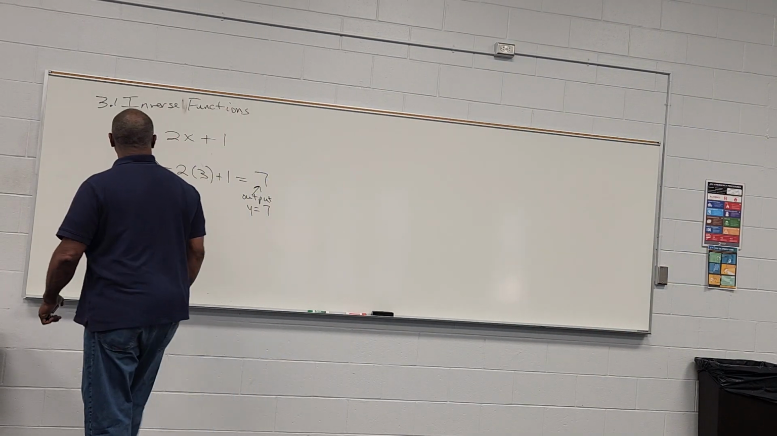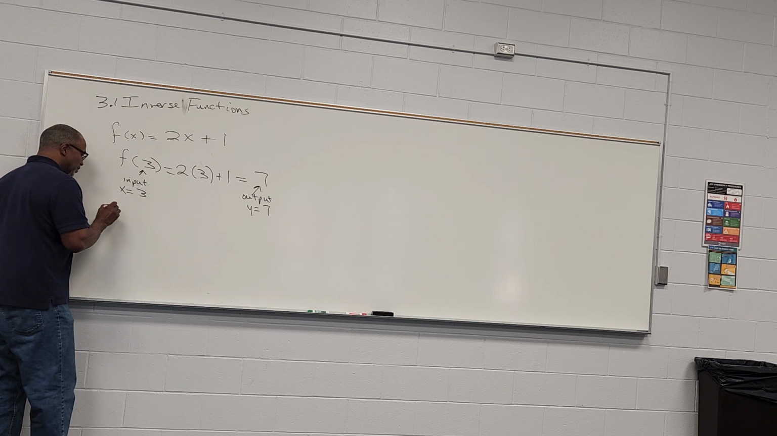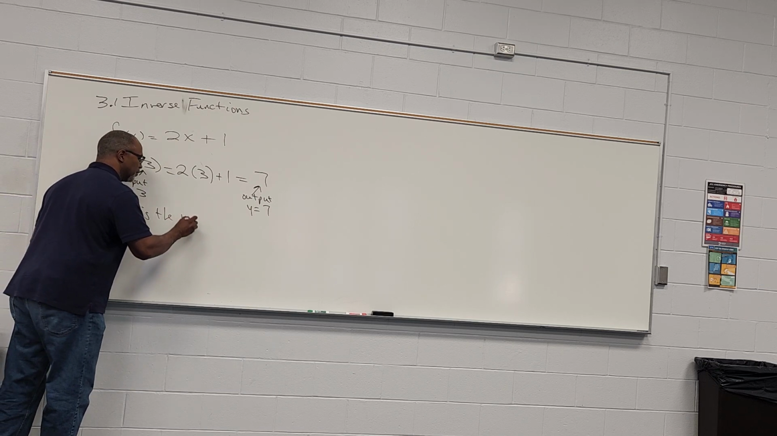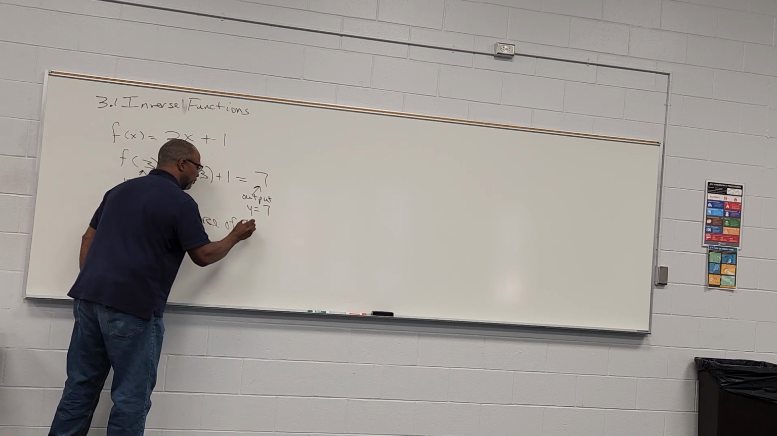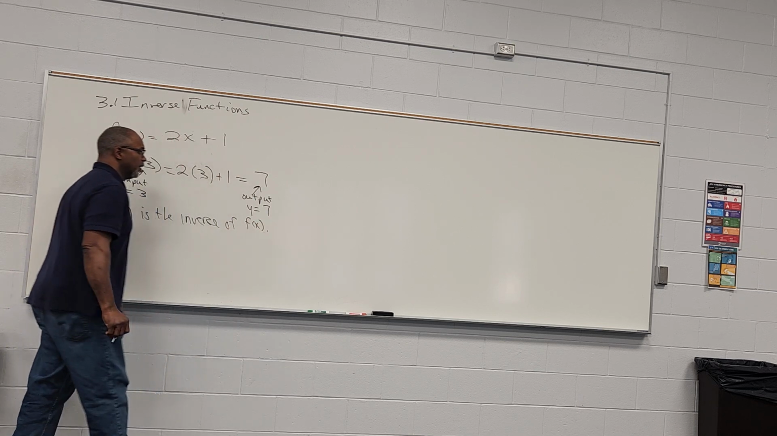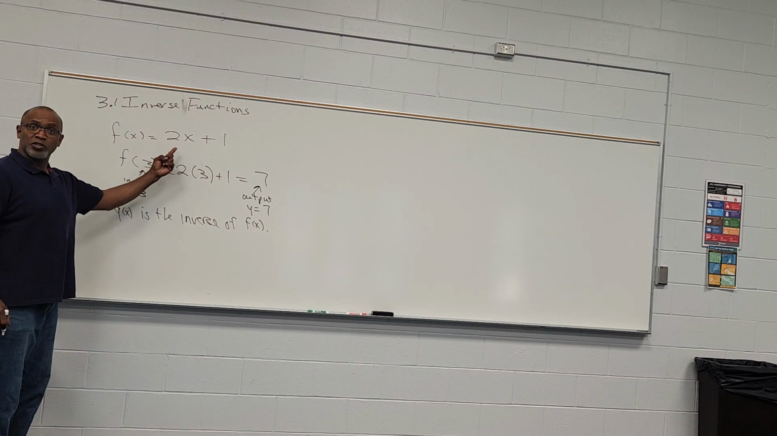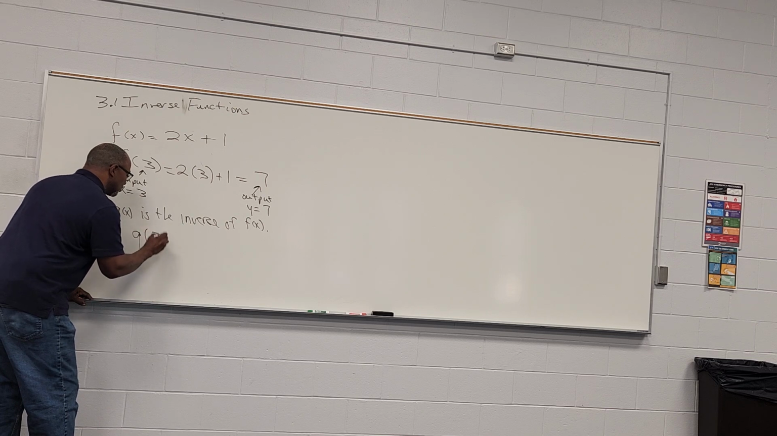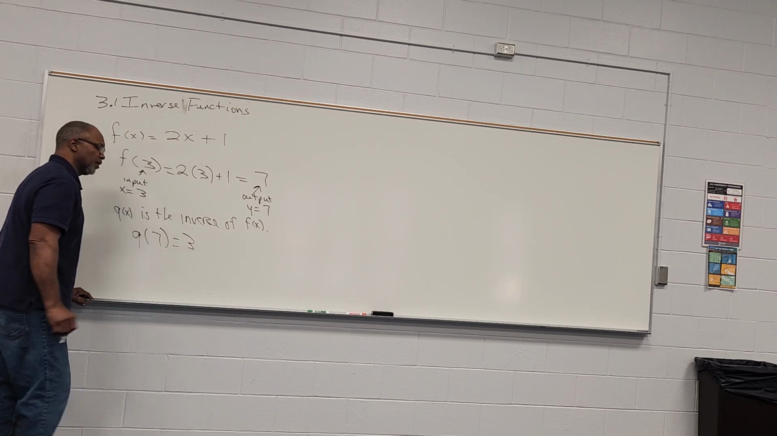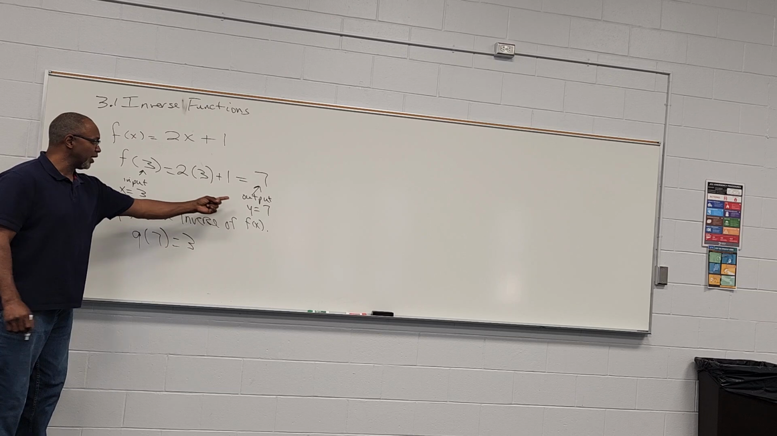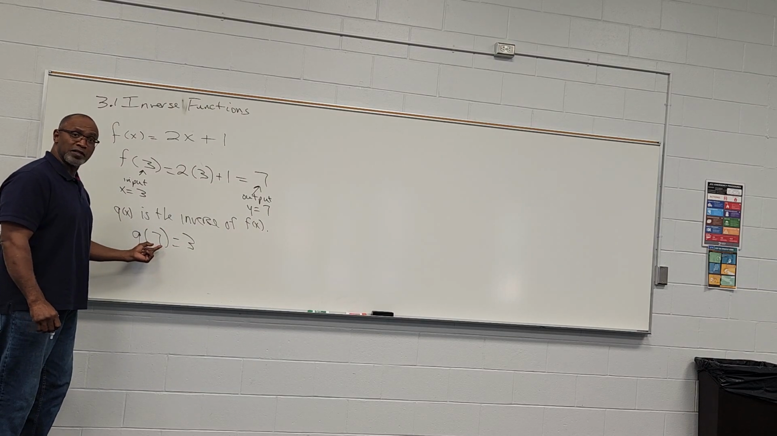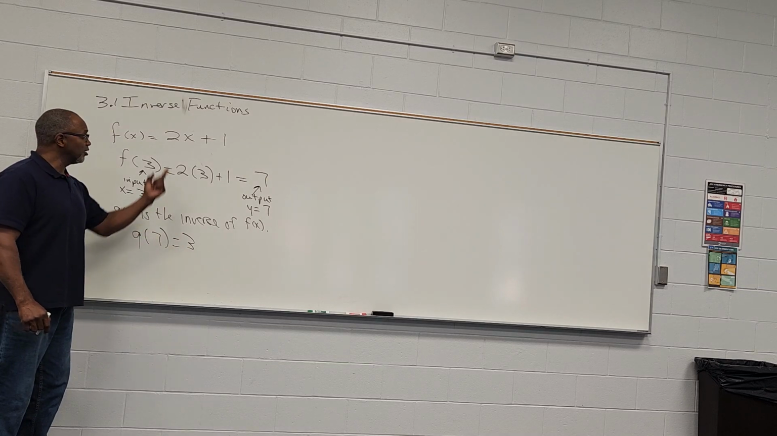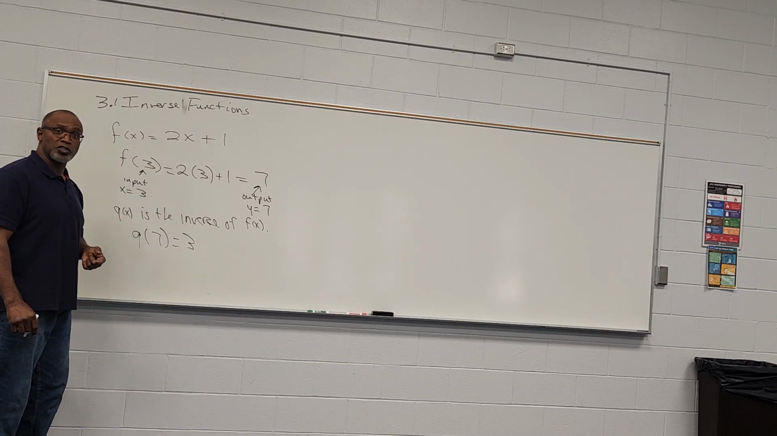When we talk about an inverse function, if I said that g of x is the inverse of f of x, then g of x is going to undo what this function does. So I need g of 7 to give me 3. Because if f took 3 and gave me 7, then g will do the opposite. It'll take the 7 and give me 3. It'll undo what this original function did. That's what inverse functions do.